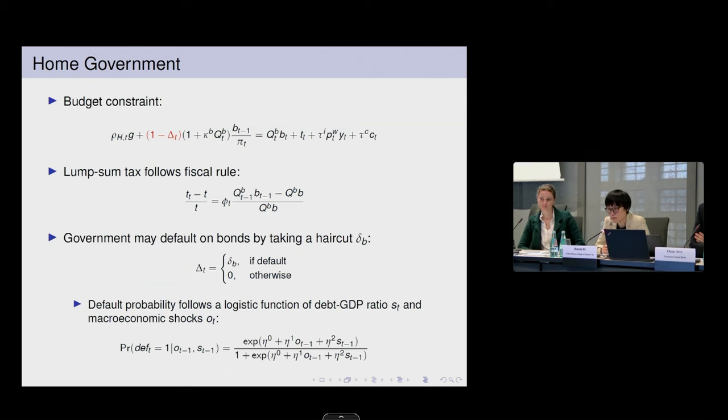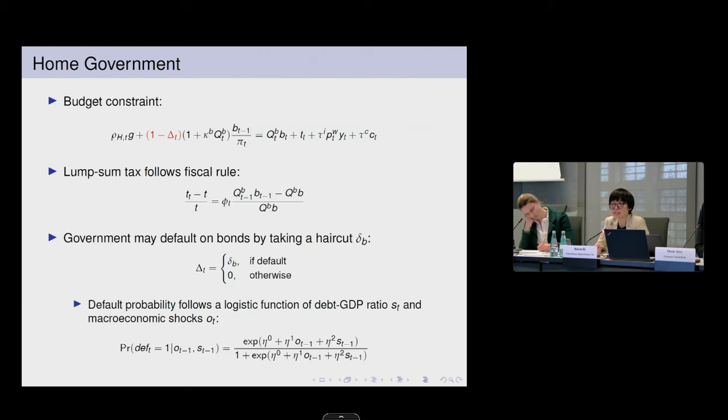Now, let me start with the home government. The government collects tax, lump sum tax, as well as distortionary tax, income tax, and consumption tax, to finance government spending. They also issue long-term government bonds. So the kappa B here is a decay. You can think about this coupon that's decaying over time to capture a long-term government debt.